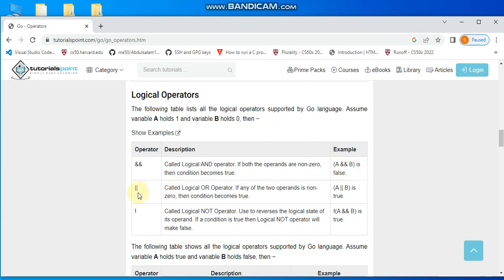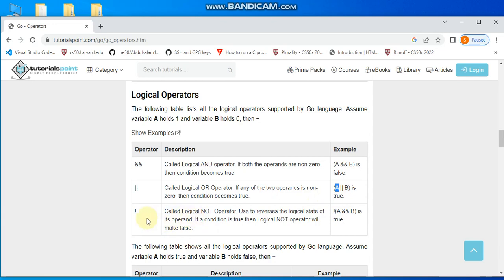Whereas or is just going to return true if one of these is returning true. But if none of these return true, then it will return false. So the logical or operator: if any of the two operands is non-zero, then the condition becomes true. Like this is true, this one is false. So true or false, it will return true.